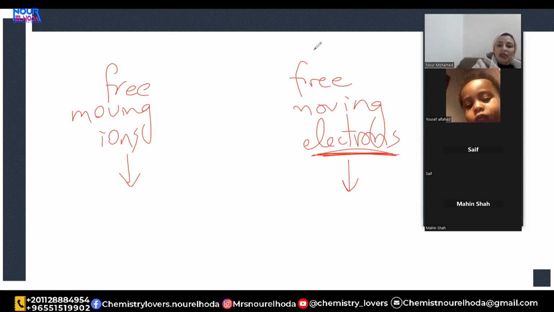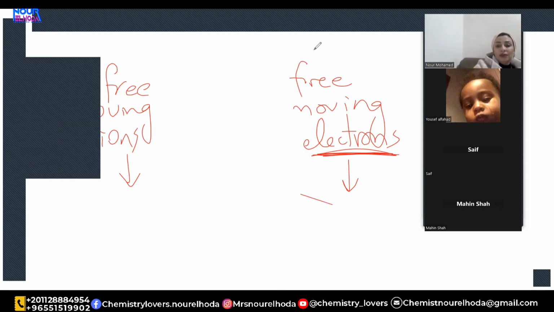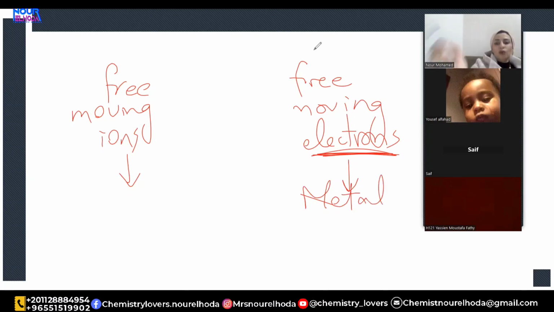In metals. If I ask you about any metal, why does this metal conduct electricity, you will say because they have free moving electrons. But in non-metals, they don't conduct at all. The only non-metal that conducts electricity is graphite.